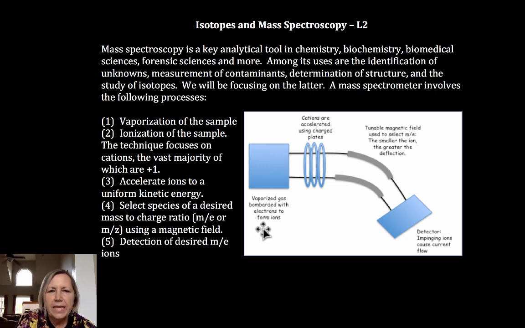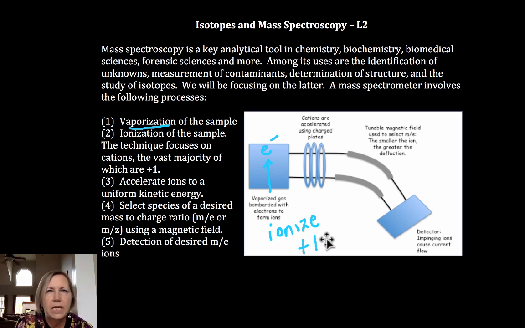What we do in mass spectroscopy is first vaporize the sample. You've got to get the sample to the gaseous phase. Then you bombard it with electrons. Electrons are going to go through that, and in doing that you're going to ionize, kicking off electrons. You're going to make cations primarily.